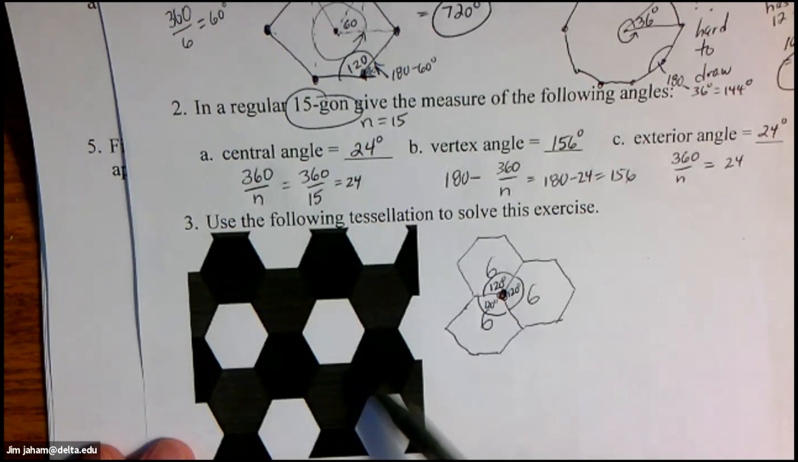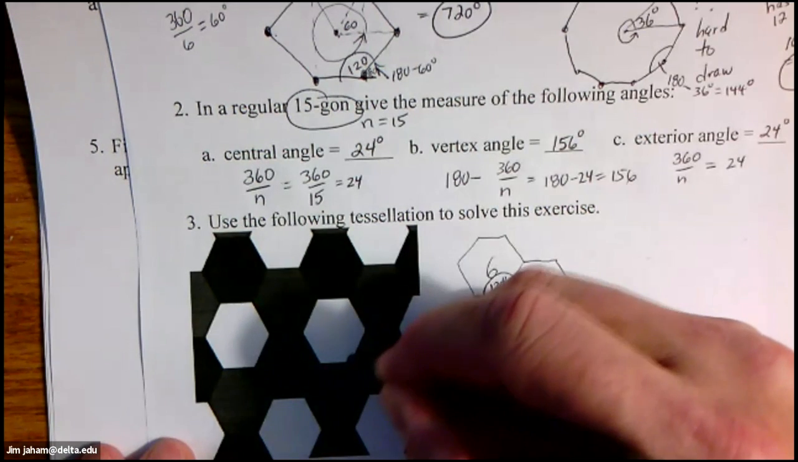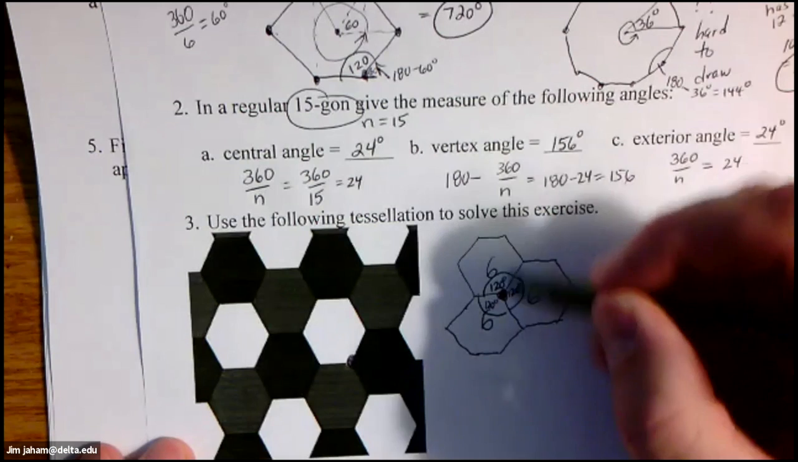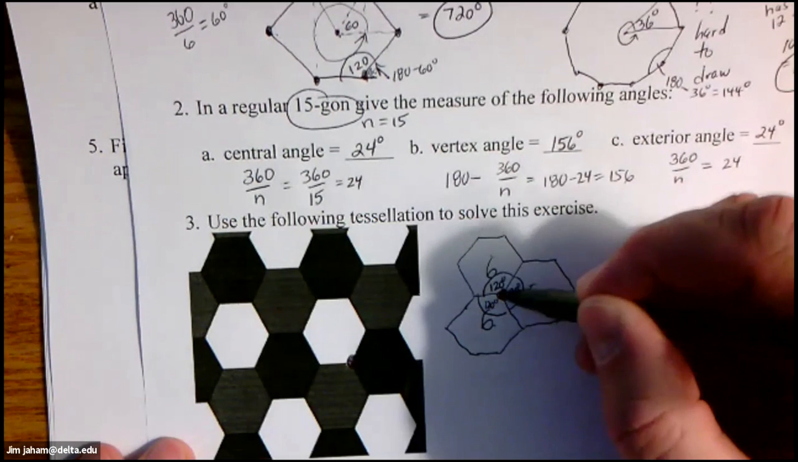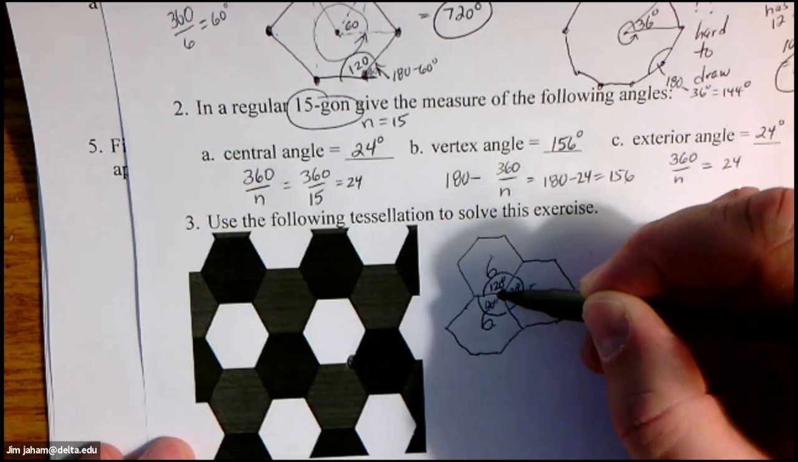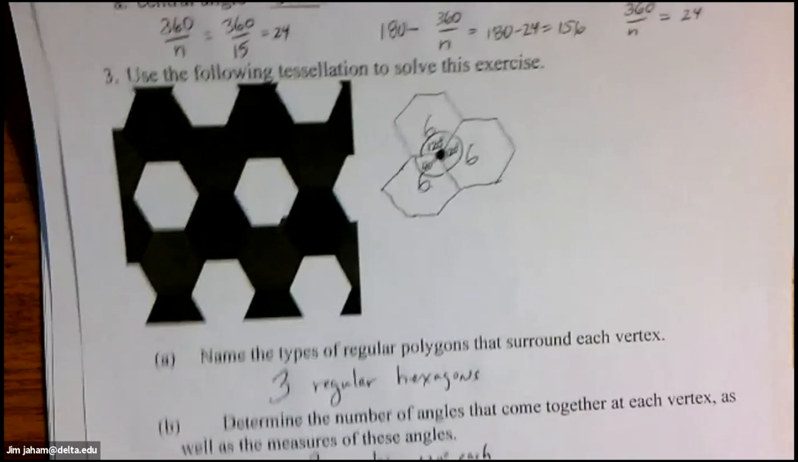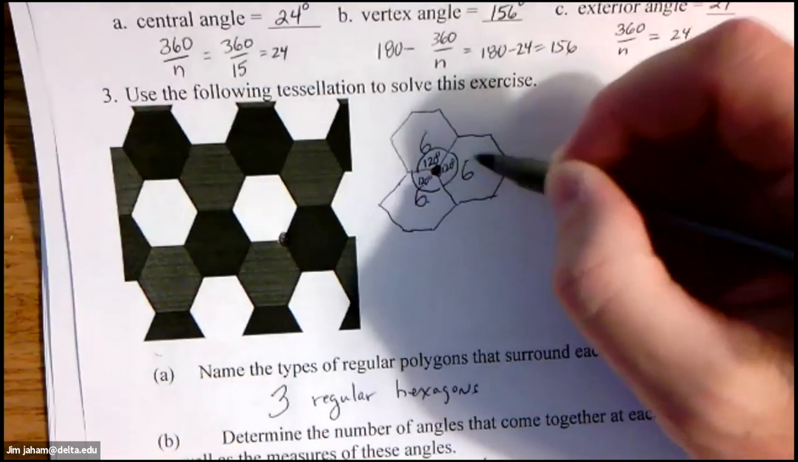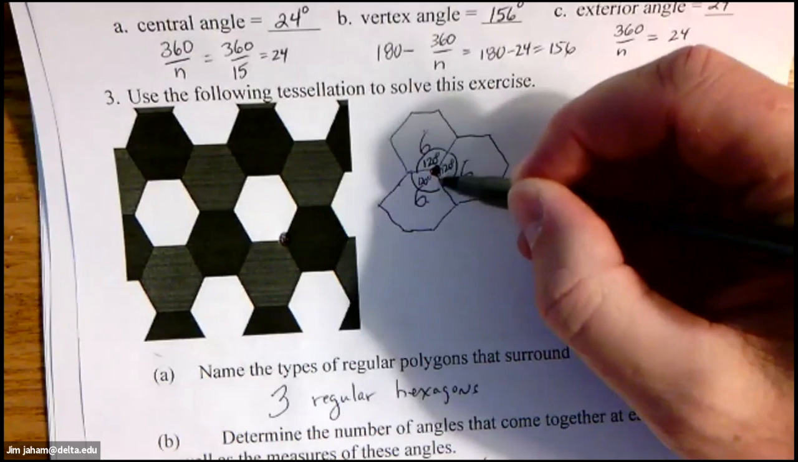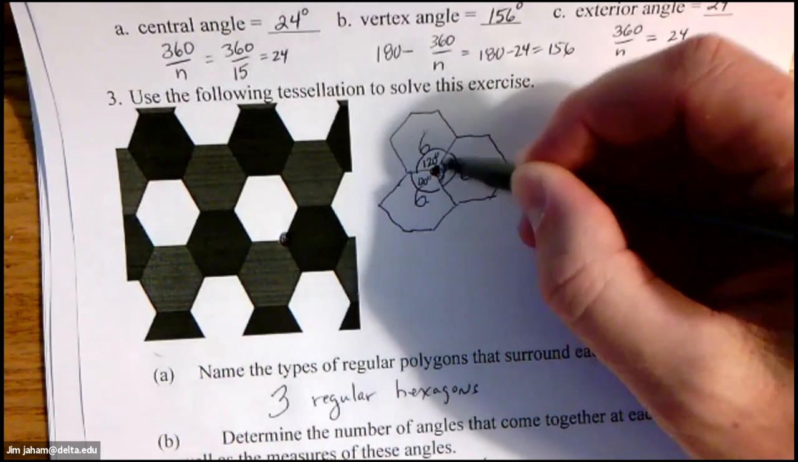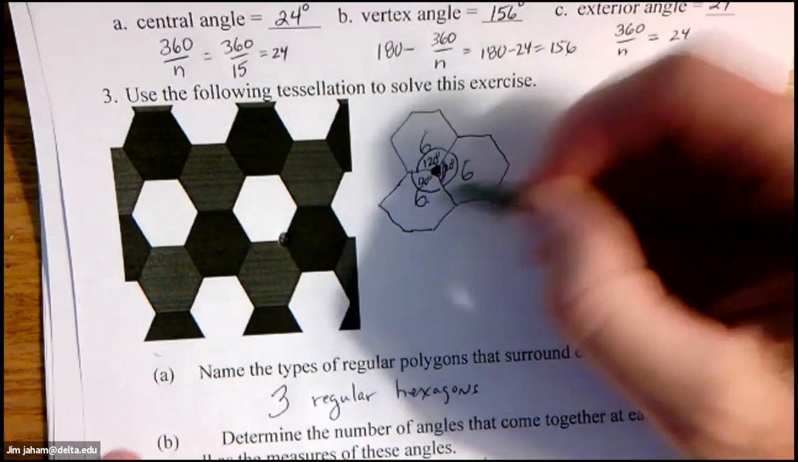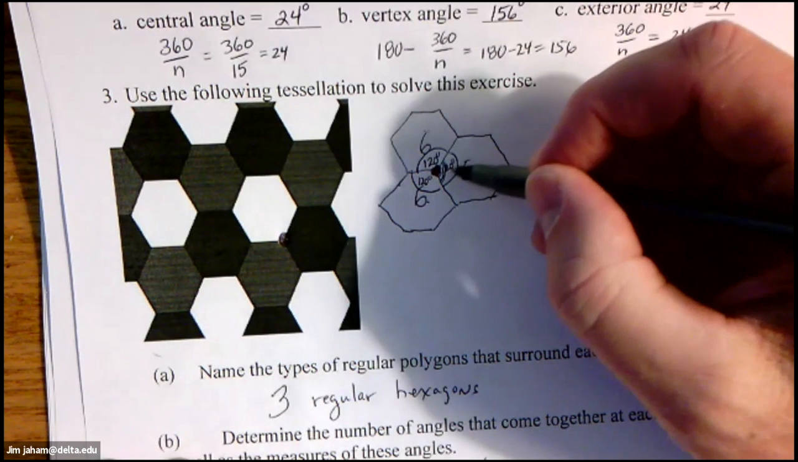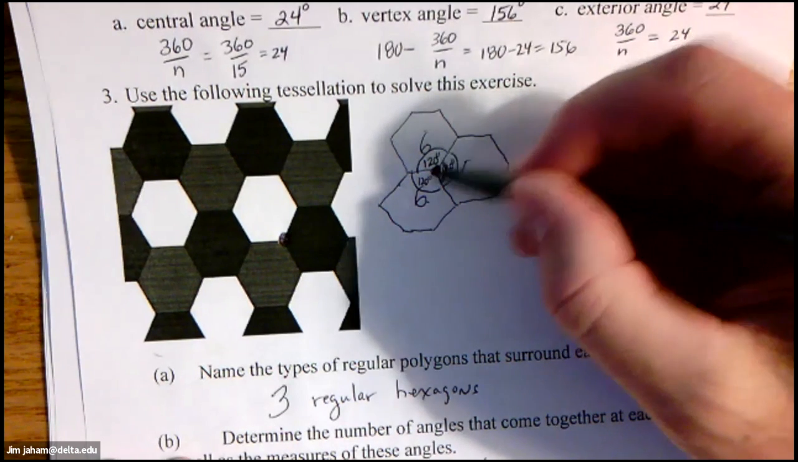It's hard to tell. If you printed this out, you would see that at each vertex, and I'll do it here, there are just 1, 2, 3 shapes that come together. And those 3 shapes are the regular hexagons. Now, right at the vertex, for each one of these hexagons, this angle here is called the vertex angle. Since they are all 3 regular hexagons, the 3 angles will all be the same.